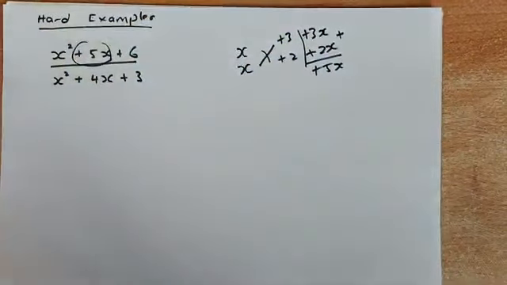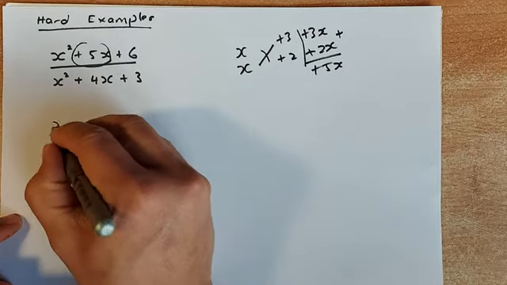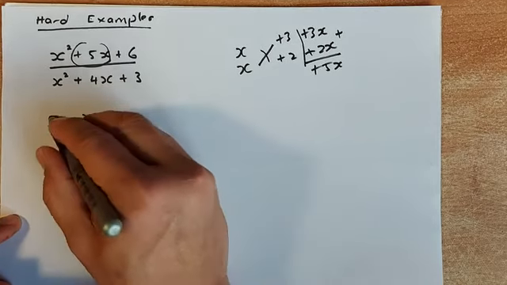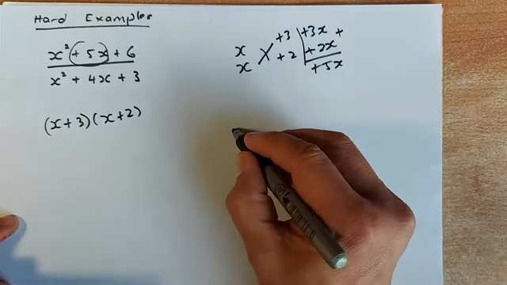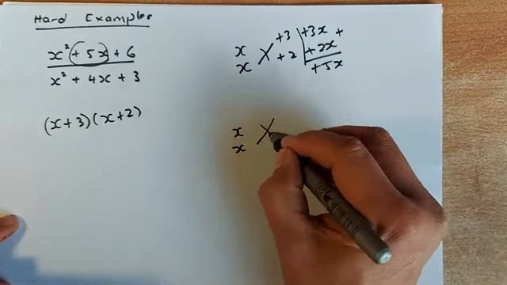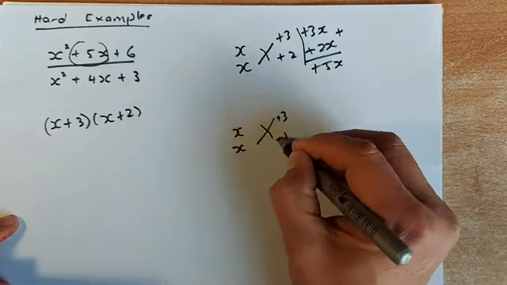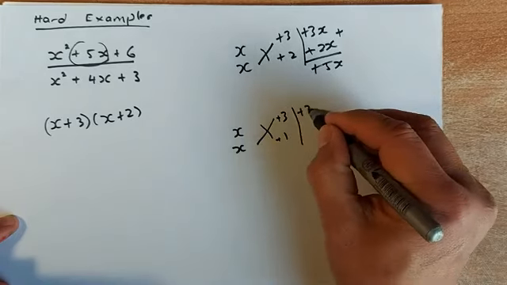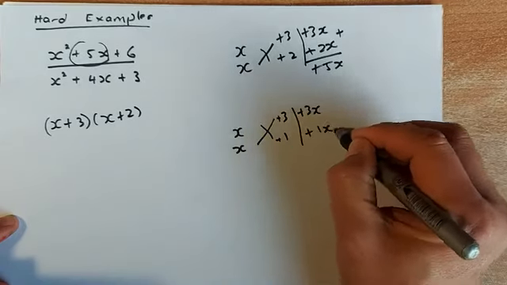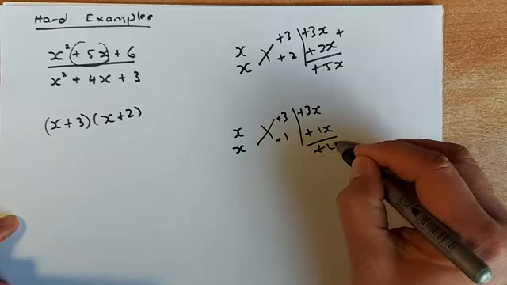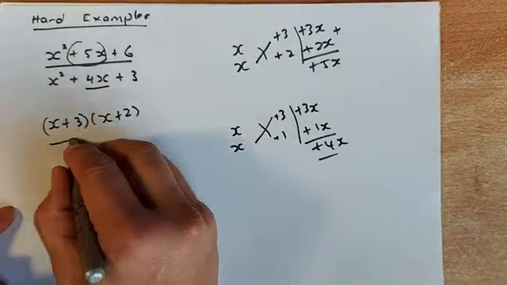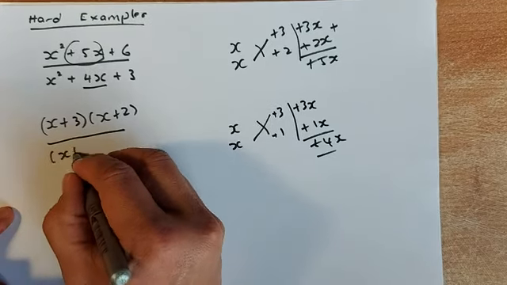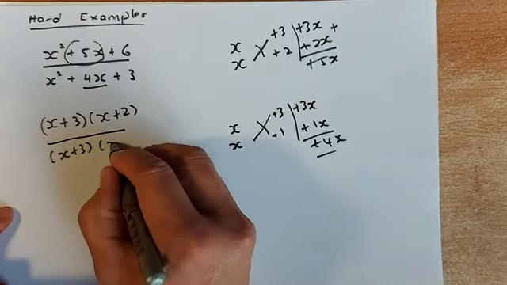So the numerator is going to look like x plus 3, x plus 2. And the same thing for the denominator, x and x. It should be 3 and 1, plus 3, plus 1. When you cross multiply, 3x plus 1x. When you add them up, it's plus 4x. And that's what you get in the middle. So the denominator will have x plus 3, x plus 1.